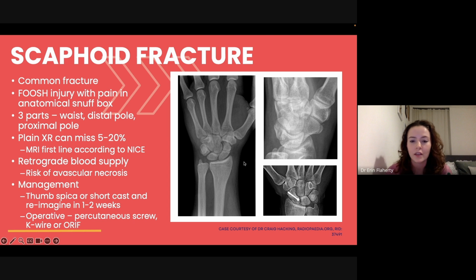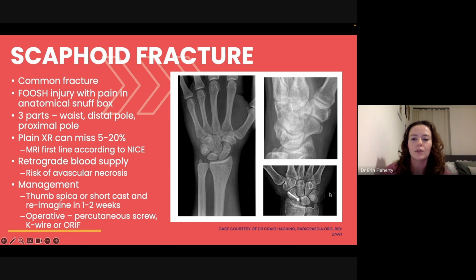And actually the NICE guideline, first line imaging for a suggested scaphoid fracture, is an MRI, which never happens because MRIs are so difficult to get. But that's actually technically the advice from NICE. So if you get that in an exam, it should be an MRI first line.